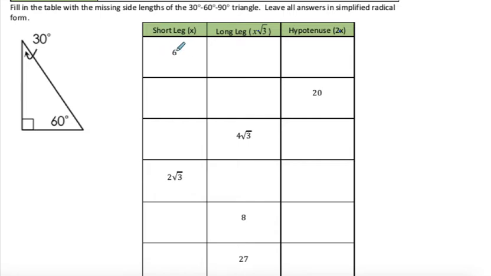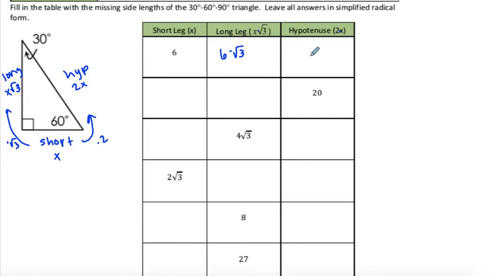So if I'm given the short leg, okay, that's our short leg, where we have x, we multiply by 2 to find the hypotenuse, which is 2x. We multiply by radical 3 to find the long leg, which is our x radical 3. So if I have the short leg, I'm going to multiply by radical 3 to find the long leg. And since I can't simplify that, that's my long leg.